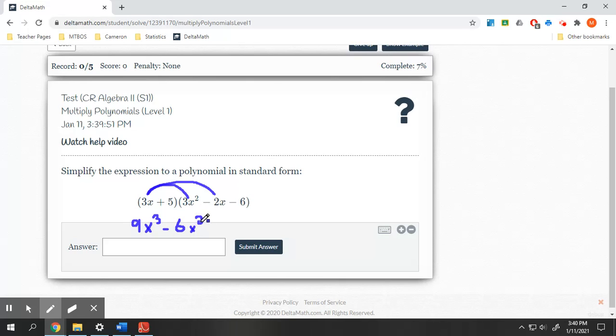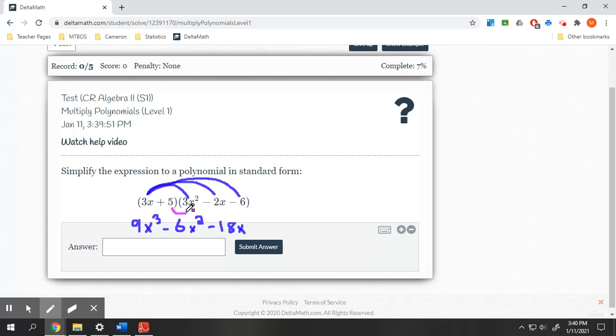All right, and last one here, 3x times negative 6. Well, 3x times negative 6 is negative 18x. So those are our first three terms here. We have 9x cubed, negative 6x squared, and then finally negative 18x. Now we still need to distribute our 5 here.